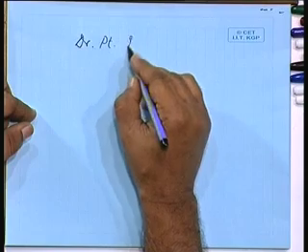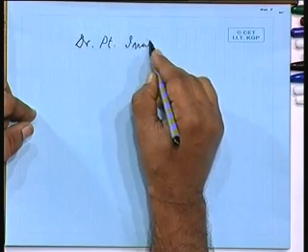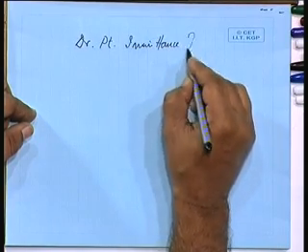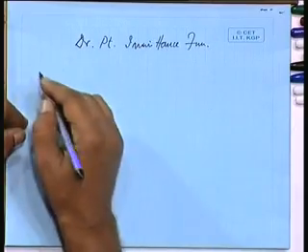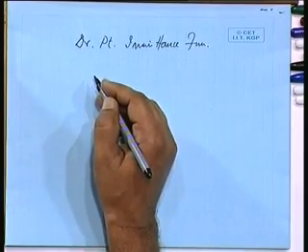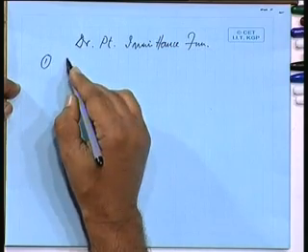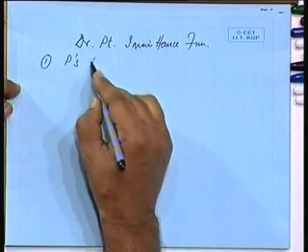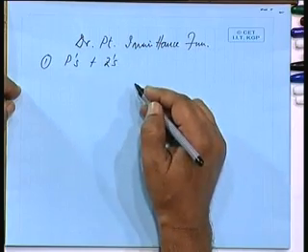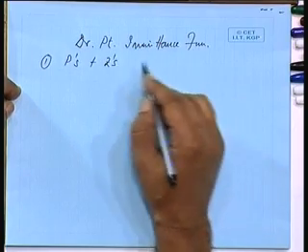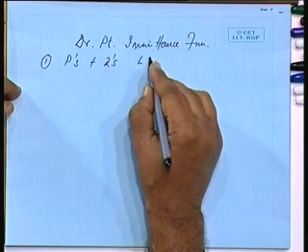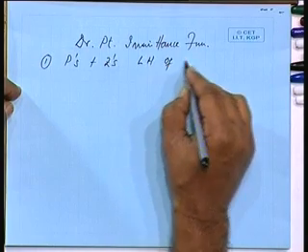Good morning friends. We will be continuing with driving point impedance function or immittance function. We have seen the properties to be satisfied are: poles and zeros of the immittance function must lie in the left half plane, left half of S plane.